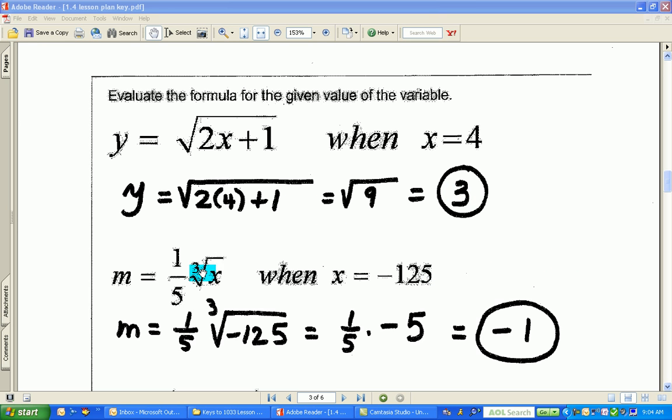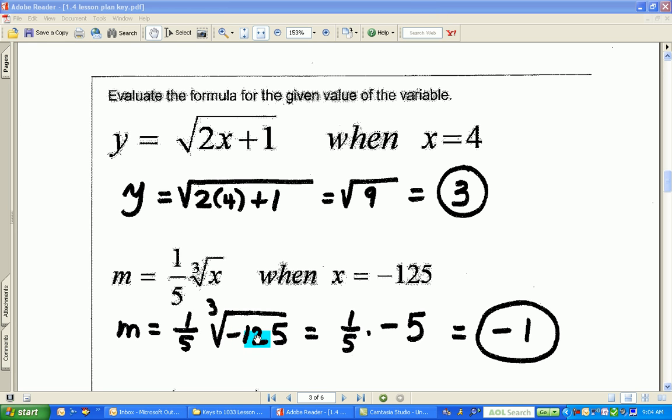The next formula sometimes complicates people because some students have trouble remembering what a cube root means. So m is equal to 1/5 times the cube root of x. And in this case, we're putting in the number negative 125 for x. So come down with me.